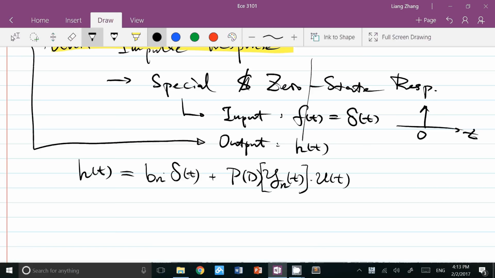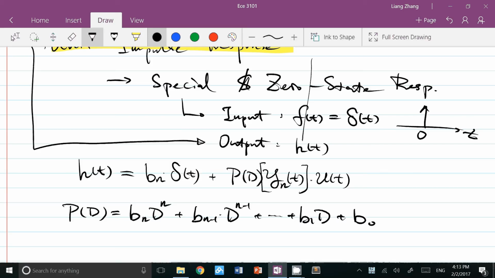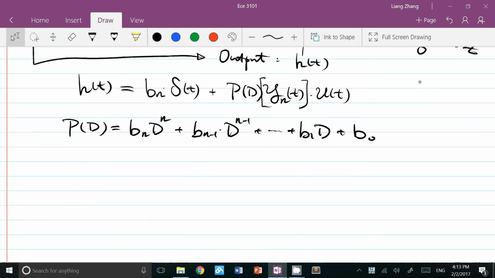So what is P of D? P of D is a polynomial of D, which comes from our differential equation. What you're going to do is apply a similar procedure as when you try to find the characteristic equation, but now the trick will be on the right-hand side, on the impulse signal side. Whenever you see a derivative, it will be replaced by a D. And this capital D is called a differentiation operator.